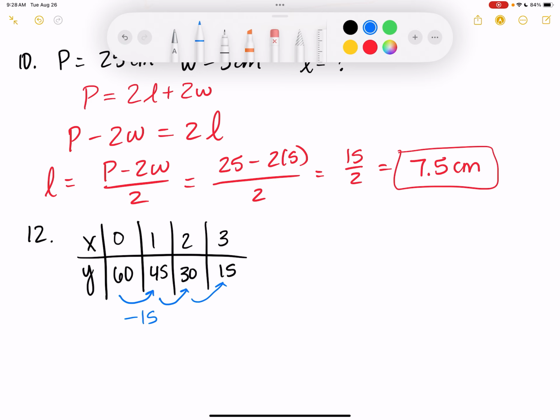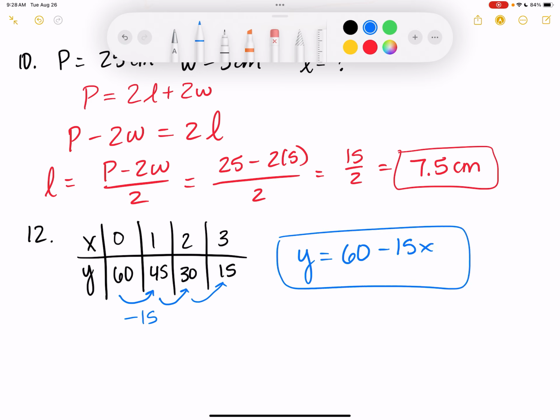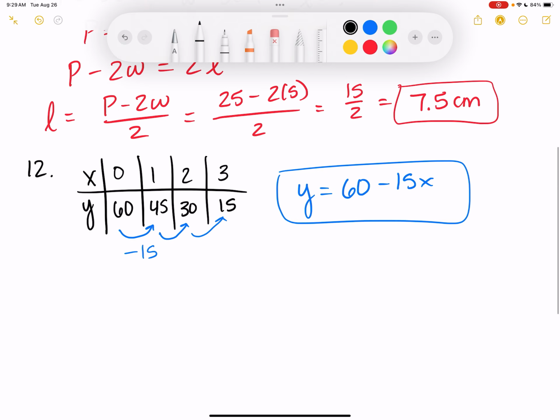So the initial amount is when X is 0, Y is 60. So Y equals 60, whatever the initial amount is when X is 0. And then we do whatever the change is. In this case, it's minus 15 times however many X's there are, and that'll give us our number. So minus 15X. And that's your answer. So these ones you're just setting up the equation.